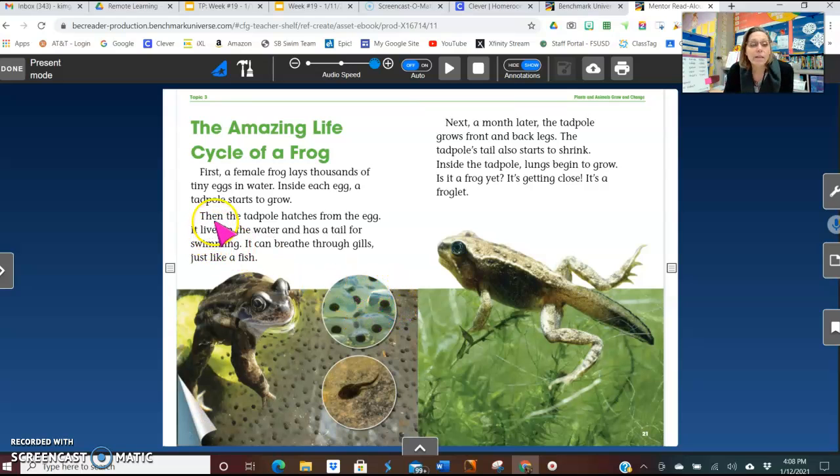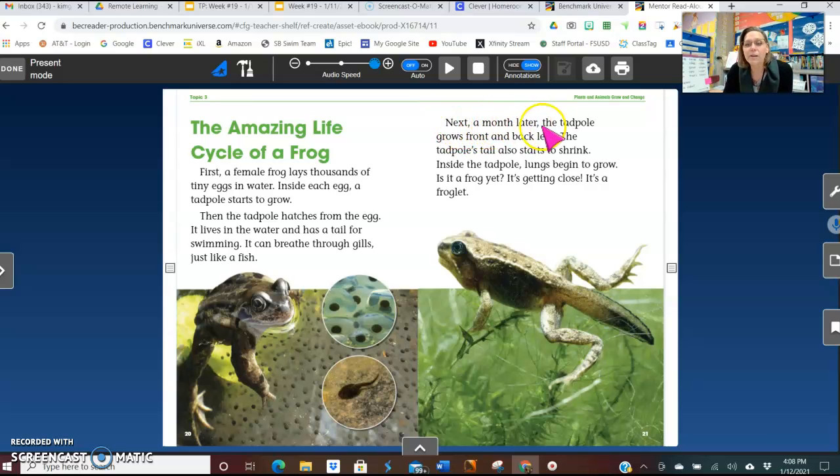All right, moving on. Then the tadpole hatches from the egg. It lives in the water and has a tail for swimming. It can breathe through gills, just like a fish. So I think about how fish breathe. Think about what a fish looks like and how they breathe, and they're called gills. Think about what those gills might be. So kind of connect yourself to a fish. If you've ever seen a fish swimming around, fish don't breathe outside, they breathe in the water. And then look at this close-up picture because they're showing you a little something here that connects to this paragraph right here. All right, moving on to the next.